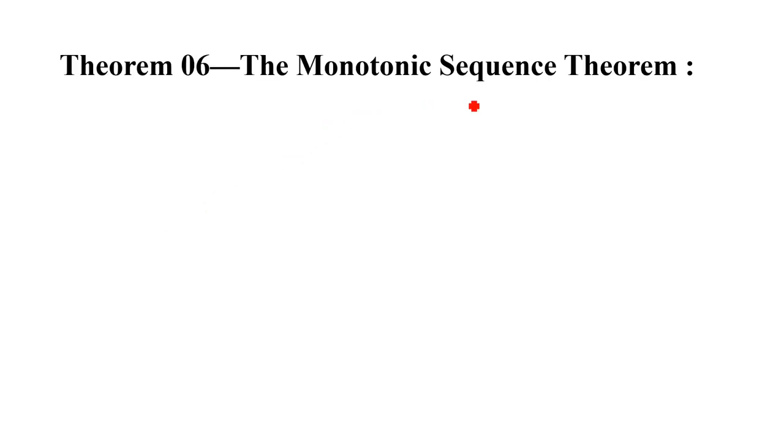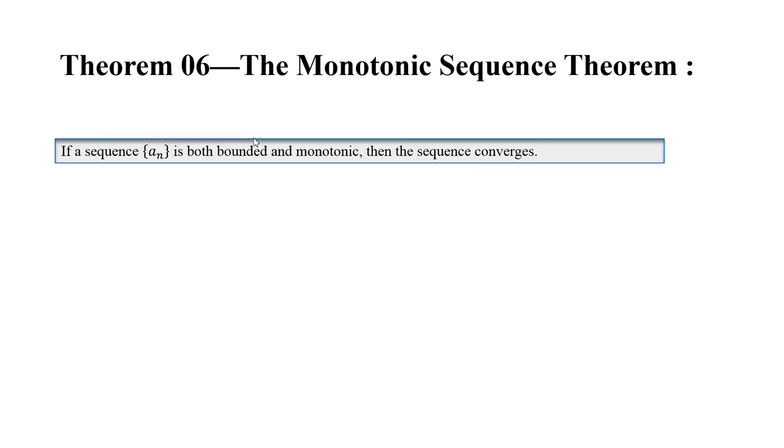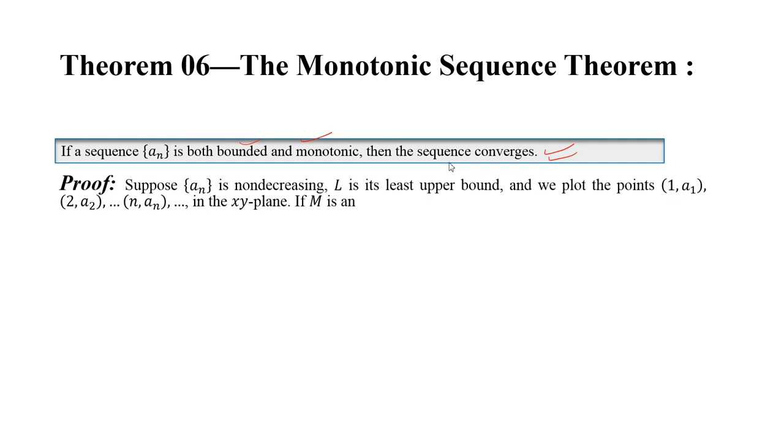Okay, next theorem, the monotonic sequence theorem. This theorem states that if a sequence a_n is both bounded and monotonic, then the sequence converges. Okay, if the sequence is bounded and monotonic, then the sequence converges. So here is the proof. If we have a sequence a_n which is non-decreasing, L is its least upper bound, and we plot the points (1, a_1), (2, a_2) in the xy plane.